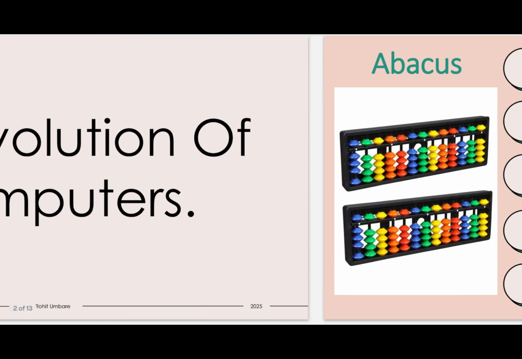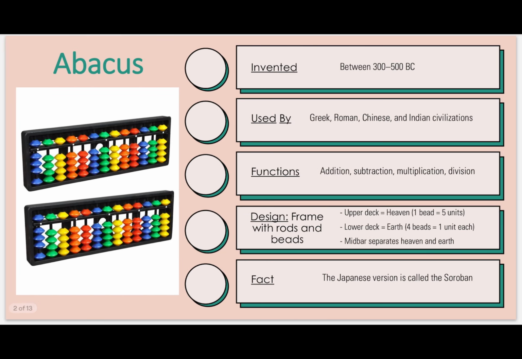So what was the first calculator? First calculator was abacus. Abacus is the first calculator in human history. When was it invented? You can see this, between 300 to 500 BC. Means how old the calculator abacus is. Who used this? Greek, Roman, Chinese and Indian civilizations used this abacus.